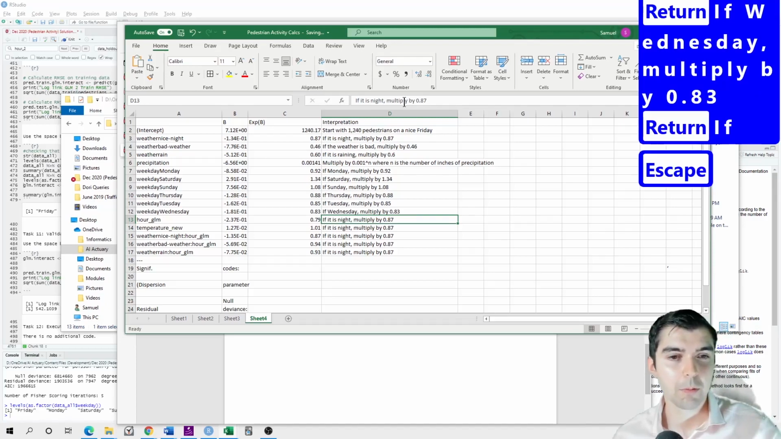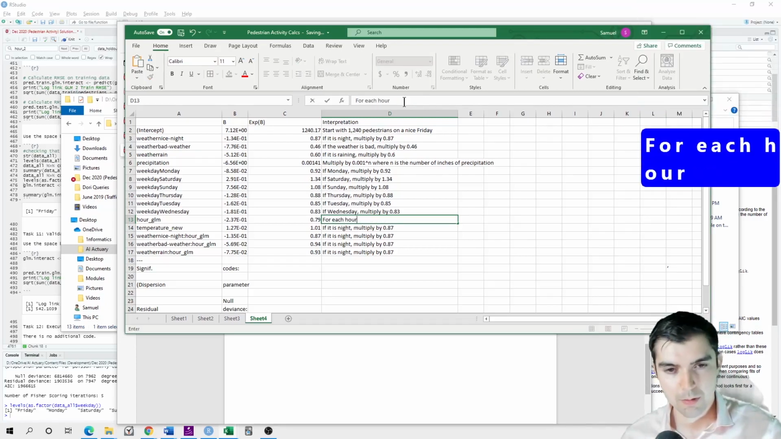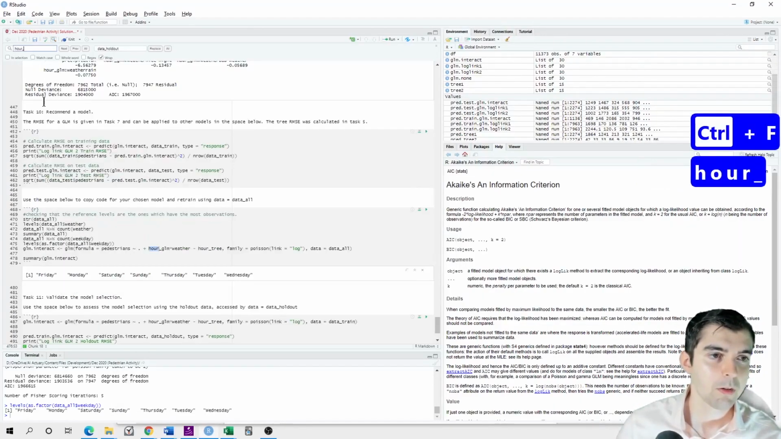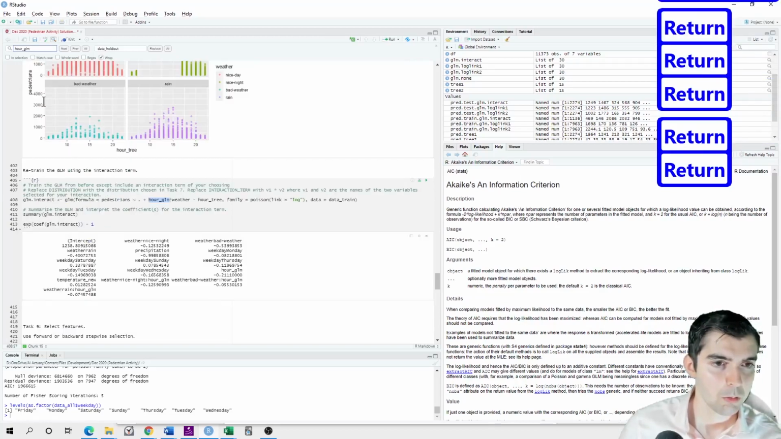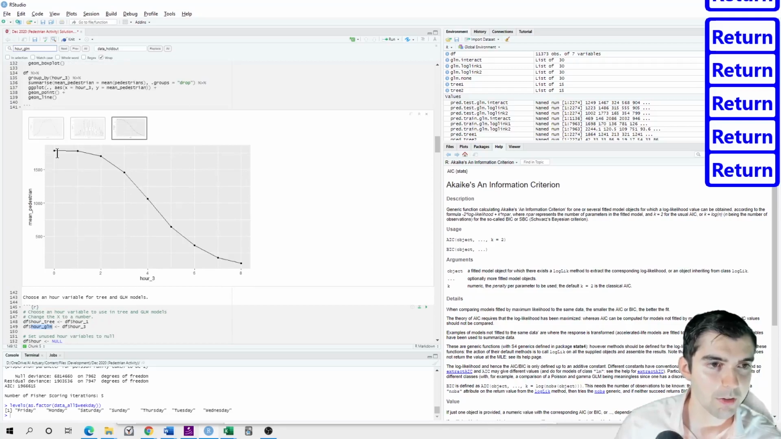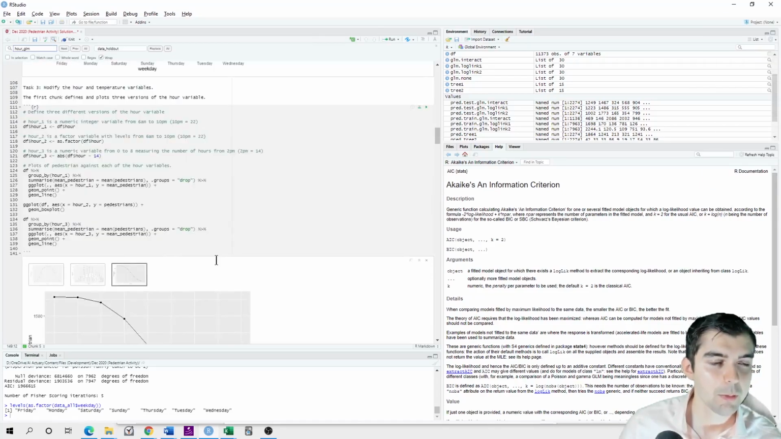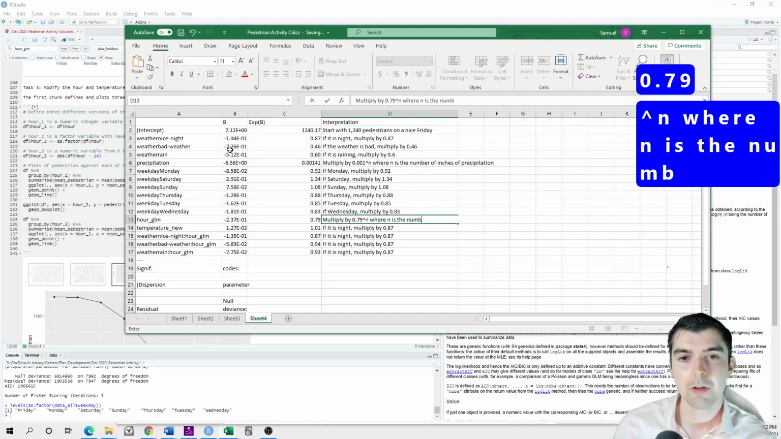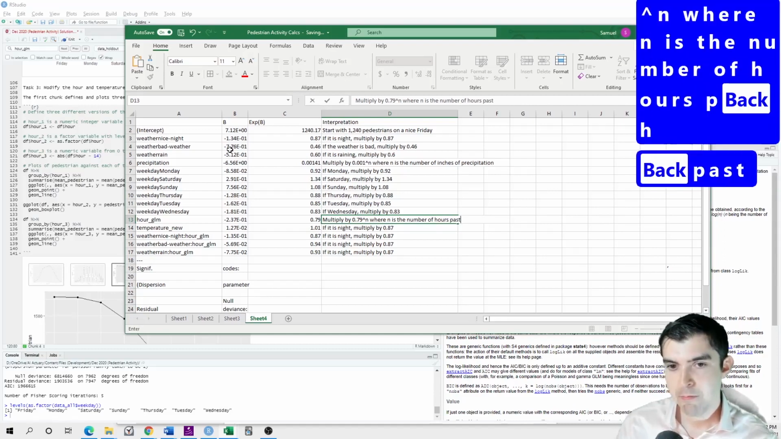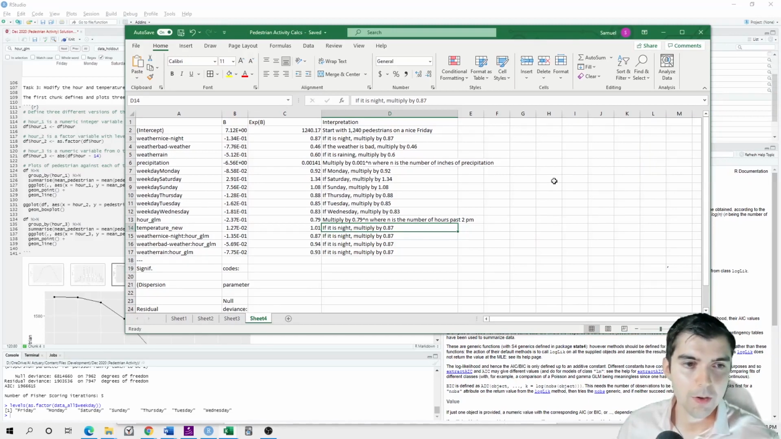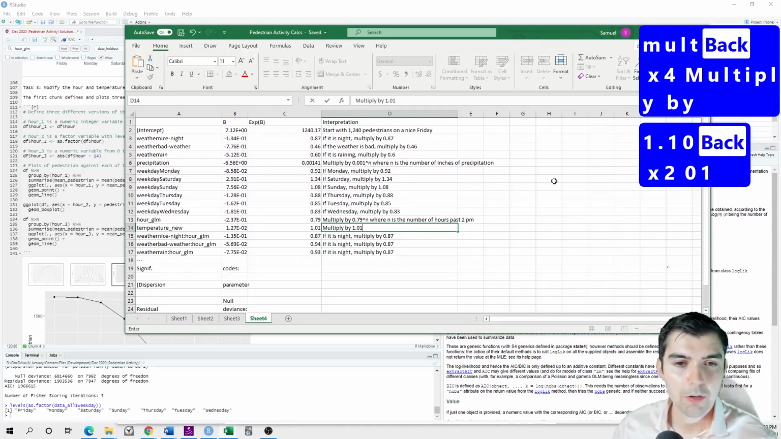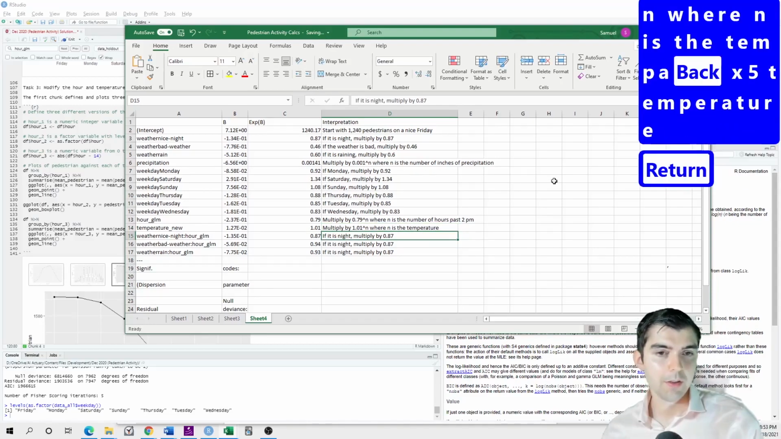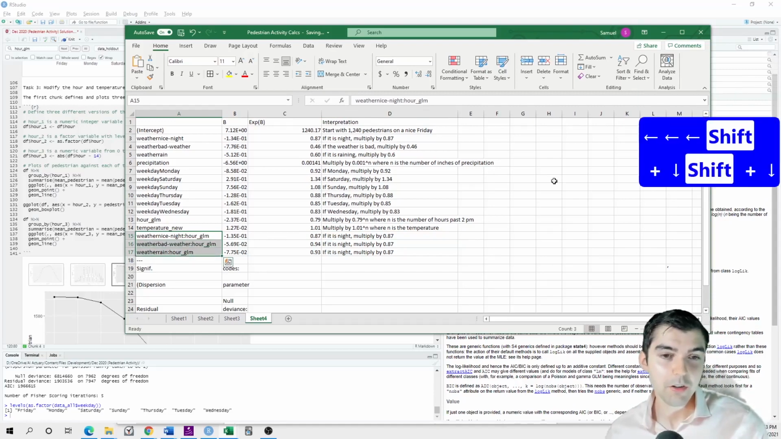And then for the hour GLM, we want to take, for each hour that is past, well, first of all, we have to remember what our GLM was. Our GLM was, where is it? Hour 3, right, which is this. And so this was the number of hours past 2 p.m., 0.79 to the power of n, where n is the number of hours past 2 p.m. And then temperature, multiply by 0.001 to the n, where n is the temperature. And then these parts with the interaction are a little bit more complicated.